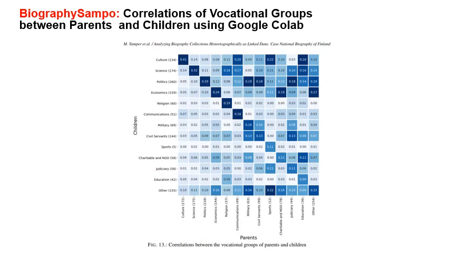This image illustrates a correlation matrix of vocational groups between parents and children in the BiographySampo data. The graphic has been created by using Google Colab. It tells, for example, that children of politicians are often politicians too.